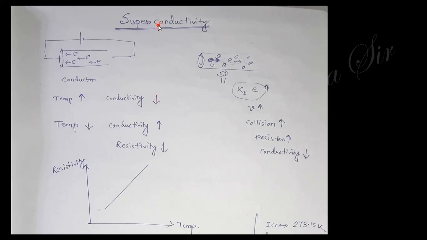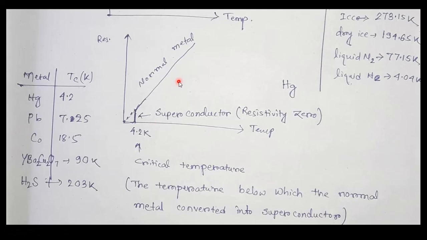In the opposite sense, if you reduce the temperature, then conductivity will increase or resistivity will decrease. So with decreasing temperature, resistivity will be decreased. So this curve will be like that. This will be the theoretical part, that is, as we reduce the temperature, the resistivity will be reduced. But in the experimental result, what happened?